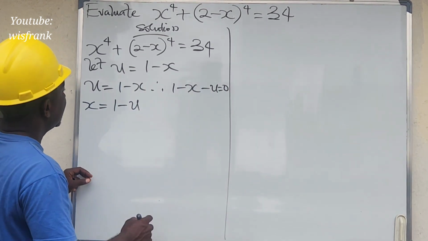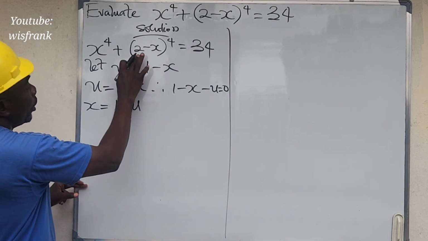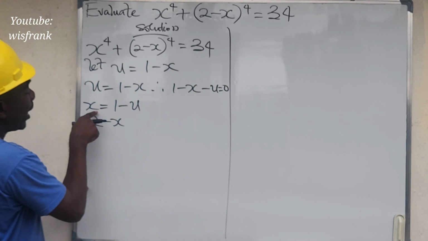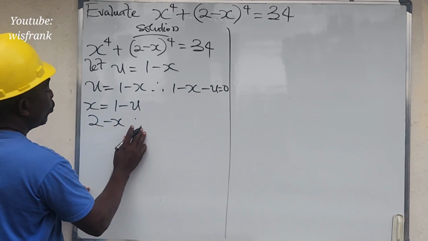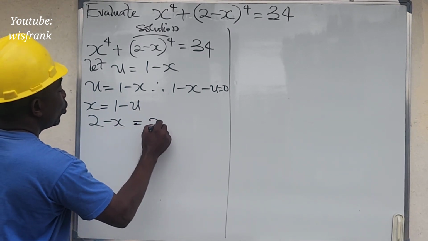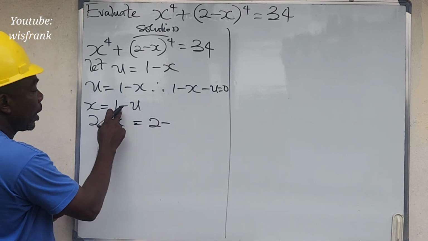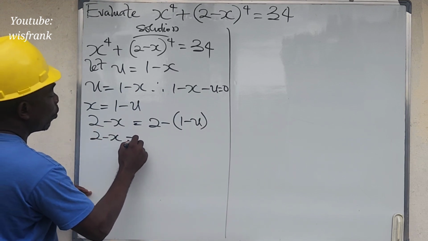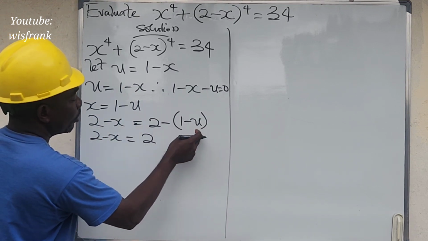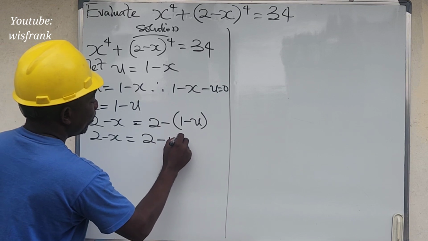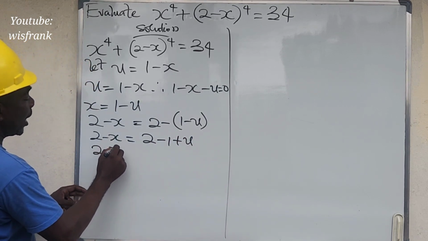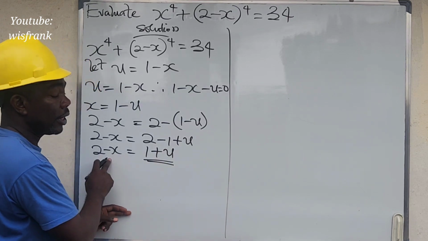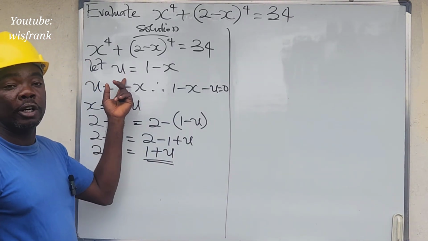From here, you can see that we have in the parentheses 2 minus x. When we have x equals to 1 minus u, therefore our 2 minus x will give us 2 minus, in this place of x we are going to put 1 minus u. So our 2 minus x will be equals to 2, and when we expand this, we have minus 1 plus u. Therefore 2 minus x will give us 1 plus u. So this is the value of 2 minus x that we have from this equation.